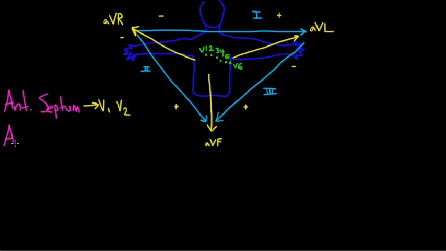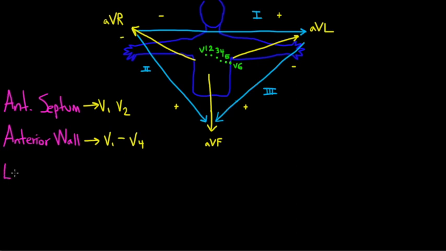Next, the anterior wall of the LV. What do you think would be the leads that tell us what is happening at the anterior wall? Well, I think it's probably safe to say V1 all the way through V4. It's pretty good. Some of it may even stretch over to V5 and V6, but V1 through V4, pretty solid.